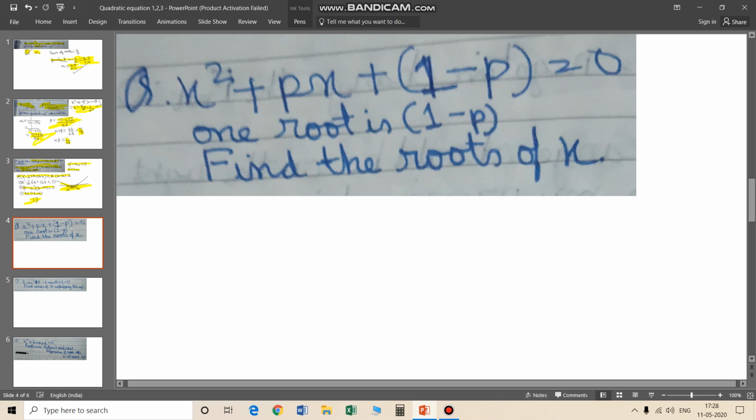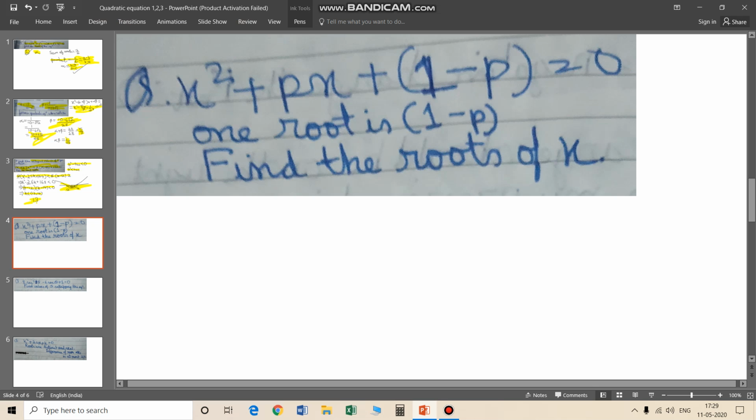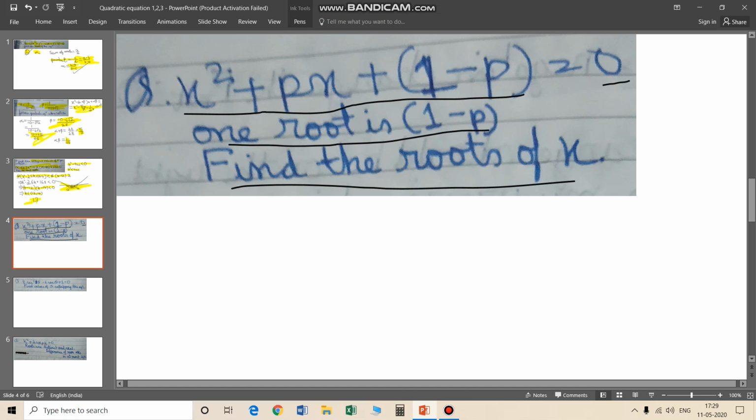Let's take a pen. This is the question. It states x square plus px plus 1 minus p is equal to 0. This is the equation whose one root is given as 1 minus p. We have to find the roots of the equation. No, sorry, this will not be x. I am writing equation like this, eq to the power n. You understand this is a short form of equation, right?